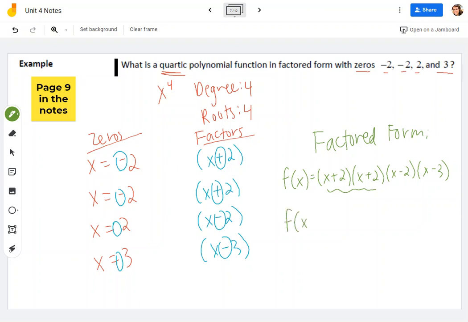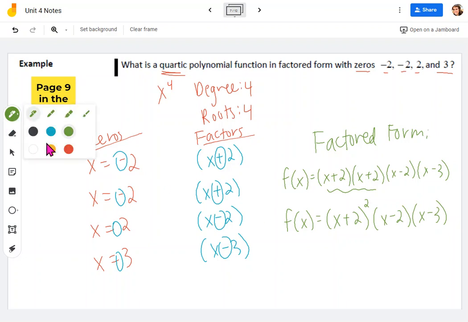So a more correct way to write this would be to only write x plus 2 once and put a squared to show that it is a repeated root. And if we think back to what multiplicities mean, we can think about how many times these are repeated. So this 2 shows us a multiplicity of 2, 1, and 1.